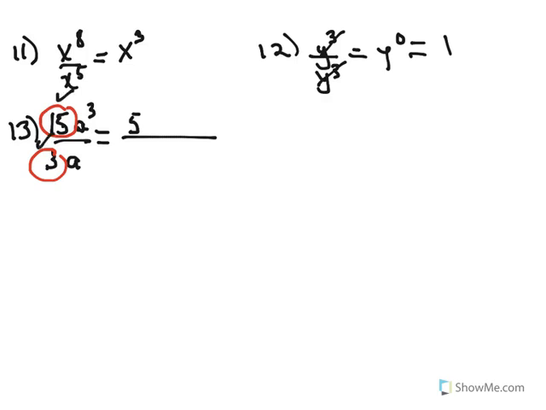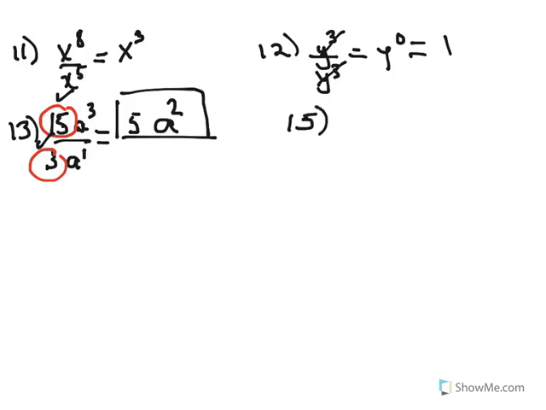And then I'm going to go with my a's and I'm going to say, okay, the exponent here is 1. 3 minus 1 is a to the second, right? So that is the answer. I don't have anything left in the denominator. Okay? So the answer is 5a to the second. Let's go now with problem number 15.